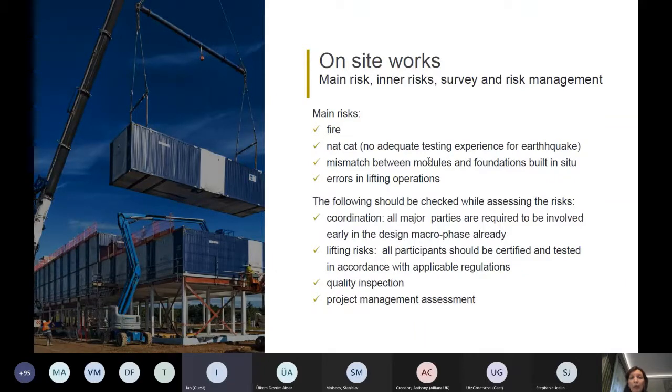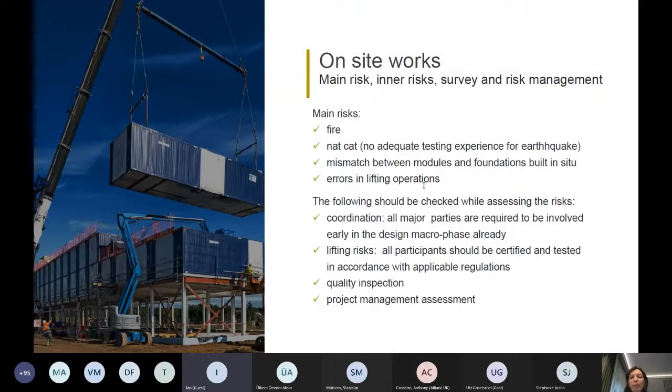Also, a very important thing is nat cat. Here, two things should be noted. The first one is that as modular construction is quite a young sector of the construction industry, there is no adequate testing experience for earthquake. The second thing is that, especially in high-rise modular buildings, the wind loads are rather high, so if the modules are not quite close to one another on the first floor, problems can arise somewhere on the higher levels.